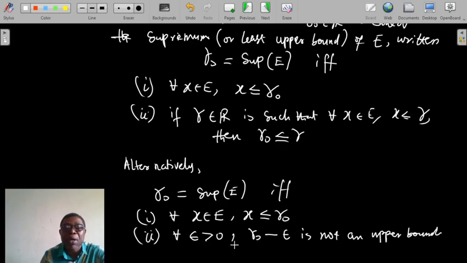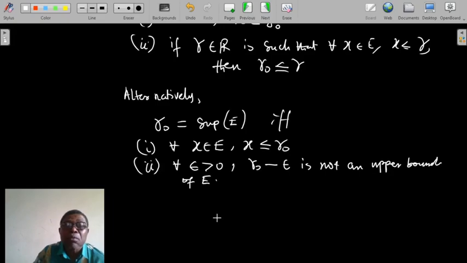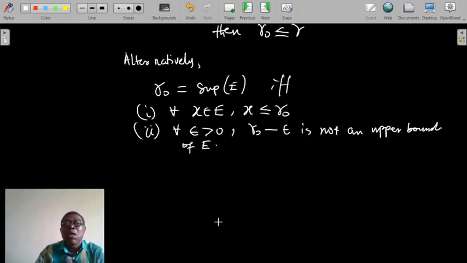is not an upper bound of E. So what we are saying is that once gamma naught is the least upper bound of the set E, then if you remove a positive number from gamma naught, no matter how small or big that positive number is, the new number you will get, that is gamma naught minus epsilon, is no longer qualified to be an upper bound.